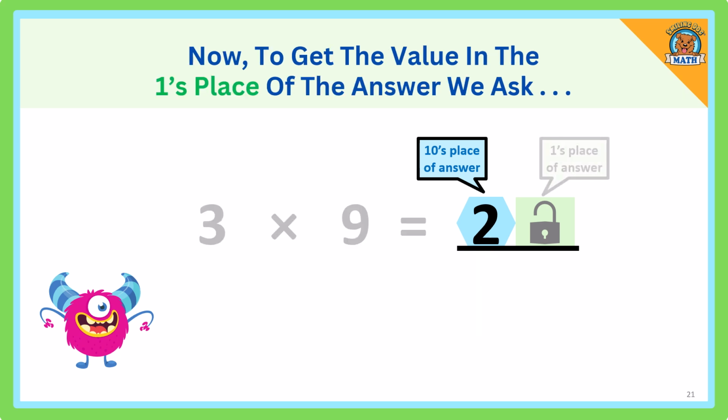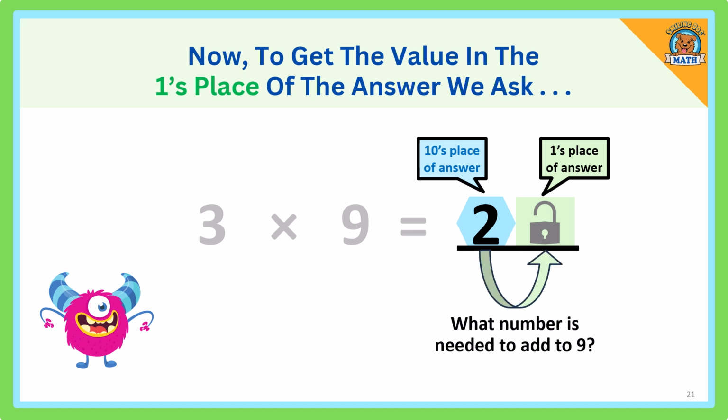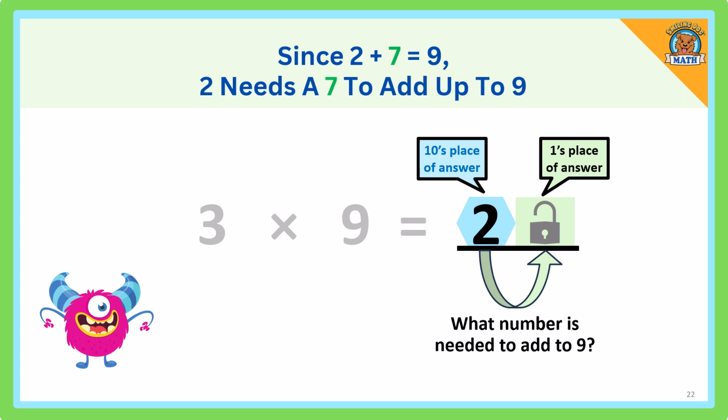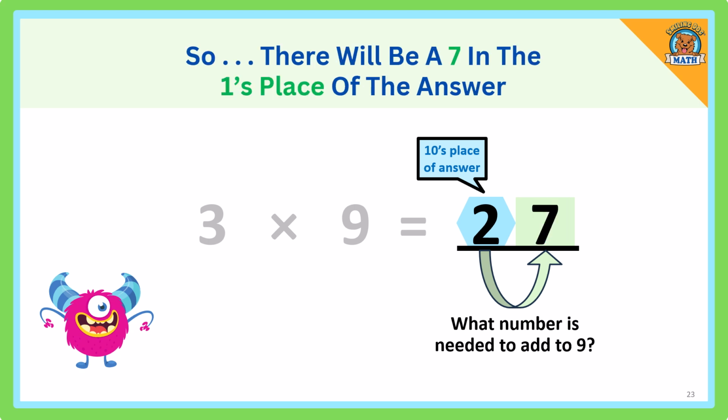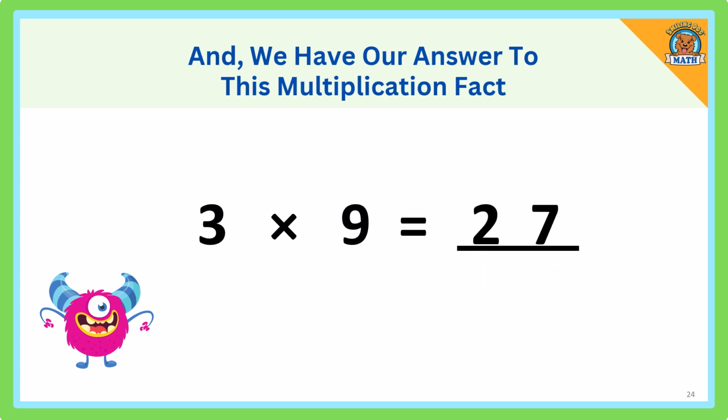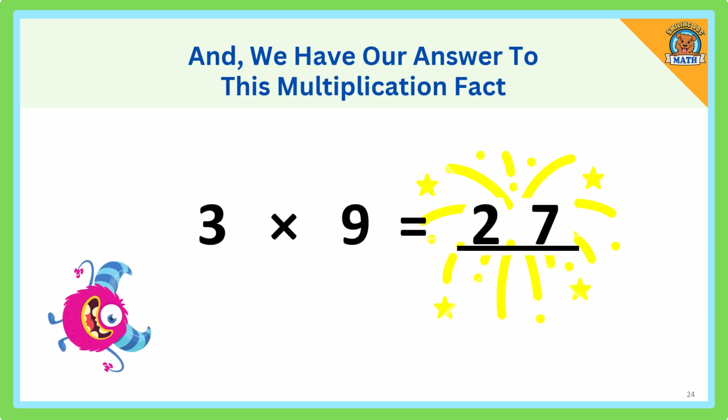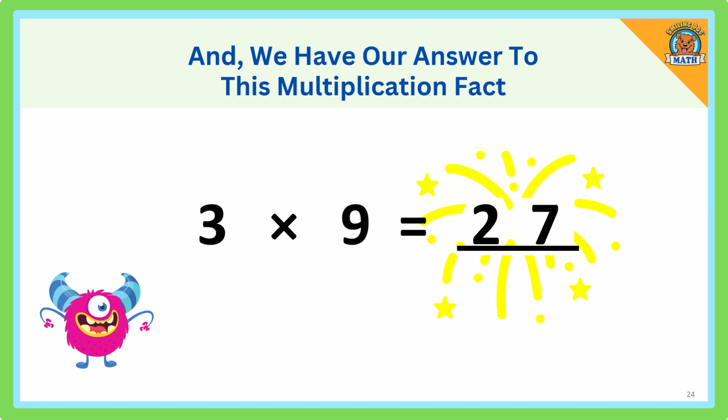Now, to get the value in the ones place of the answer to this multiplication fact, we ask, what number does 2 need to add up to 9? Well, since 2 plus 7 equals 9, 2 needs a 7 to add up to 9. So there will be a 7 in the ones place of the answer to this multiplication fact. And we have our answer to this multiplication fact. 3 times 9 equals 27.